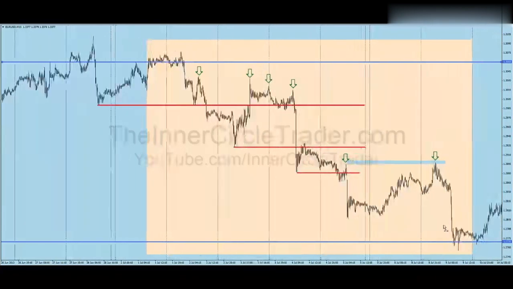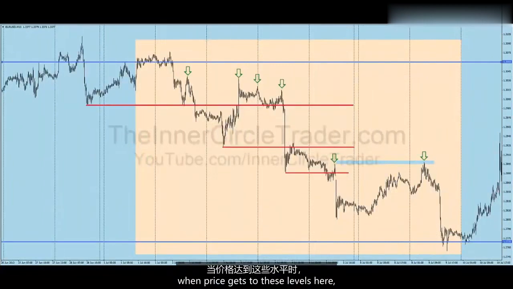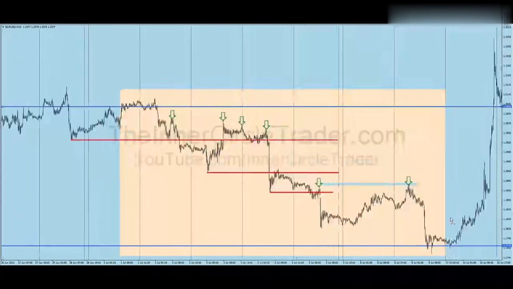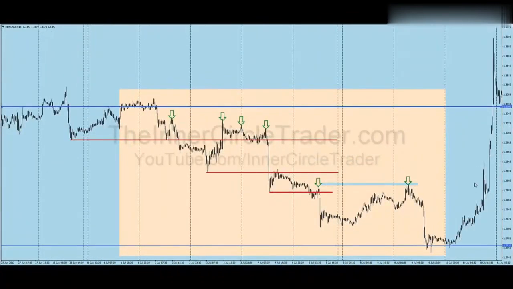Now, when price gets to these levels here, we could look for patterns to trade, because again, this would be a higher level support level. And then you can see price does indeed rally up.